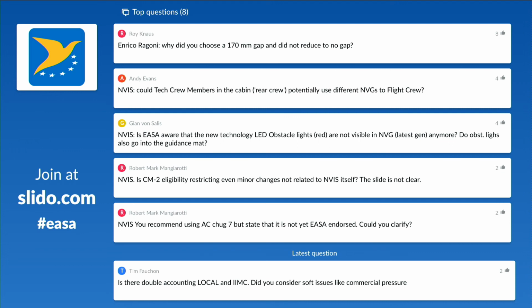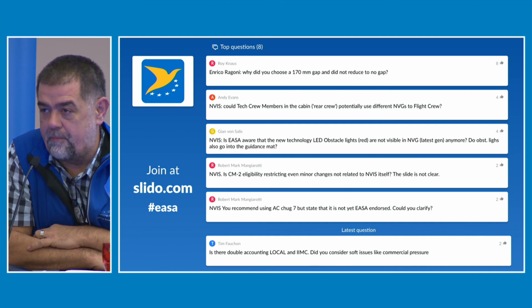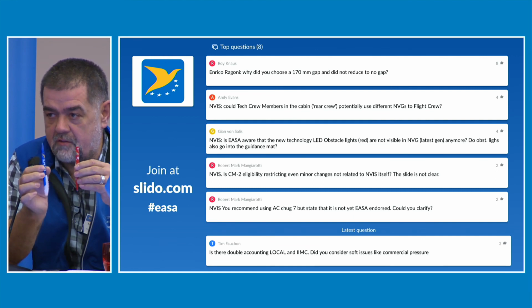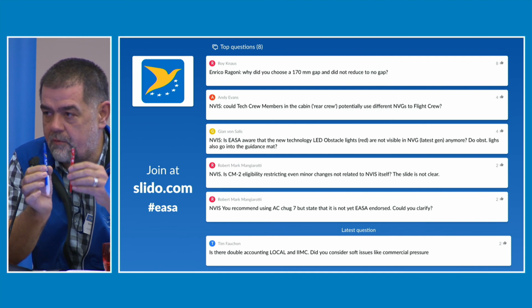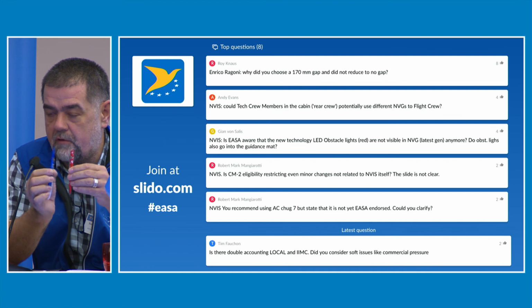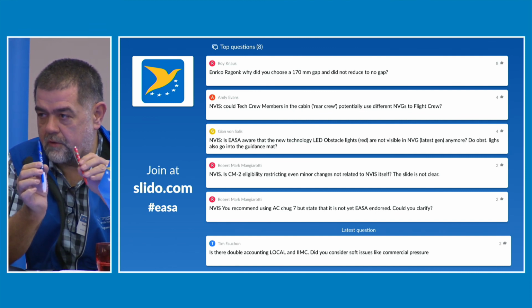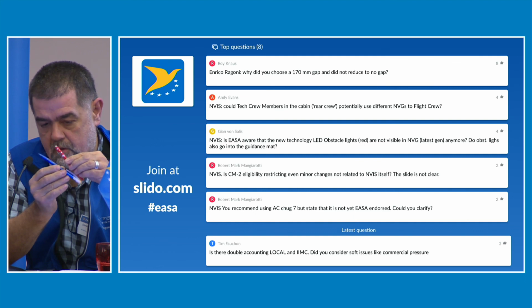Question number one, Enrico. Okay. Roy asked me, why did you choose a 170 millimeter gap and did not reduce to no gap? It's a hard fact. I can't change the design from Eurocopter or Airbus. We have in line 2 hooks with a gap of 30 centimeters. In flight direction is the backup hook, and backward is the primary cargo hook. And there's another hard fact: this primary cargo hook rope must have 30 degrees free moving in any direction. In case of backward, the backup rope must have length enough for free 30 degrees, and this is the gap of 170 millimeters.